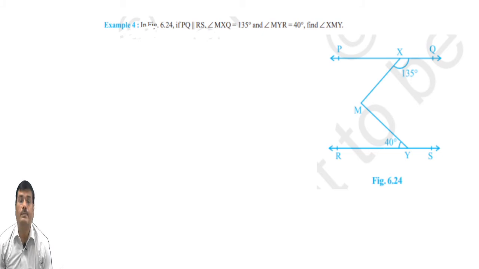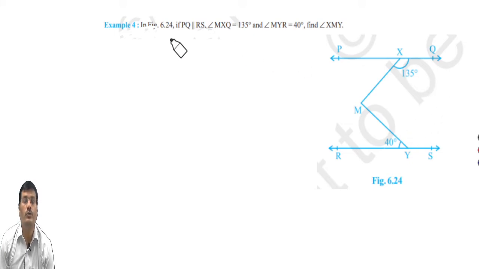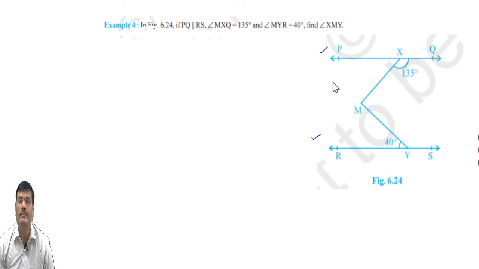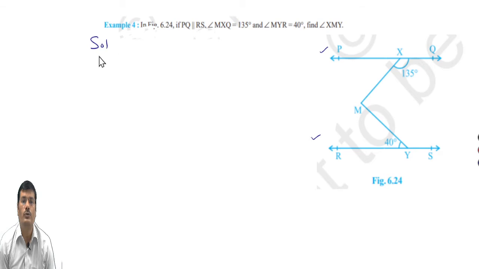So our first is example number 4. We have to prove this one. So see, how do you prove this one? In the given figure, PQ is parallel to RS, it is given. We have angle MYR given, and angle MXQ given. We have to find the value of M, so for this one, what do we have to do?